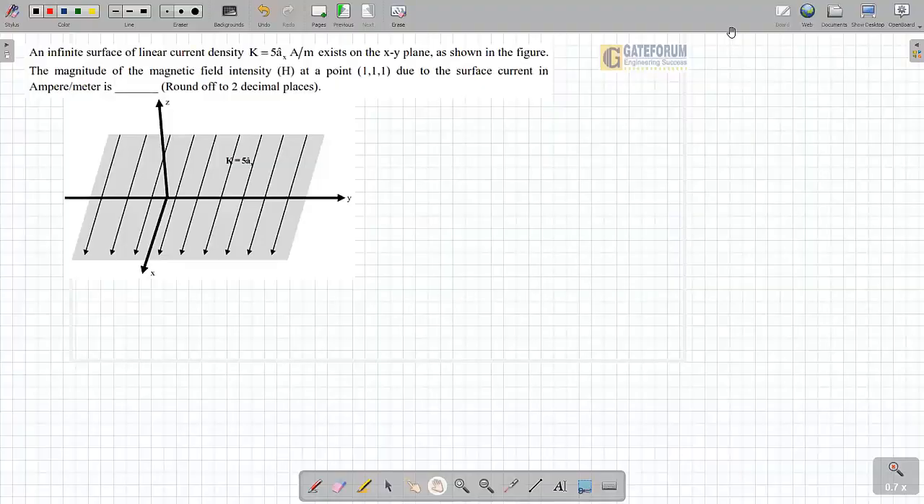Question from electromagnetic fields in the electrical engineering paper, from the magnetic field part. An infinite surface of linear current density K equal to 5 AX ampere per meter exists on the XY plane. The magnitude of the magnetic field density at the point (1,1,1) due to the surface current is asked. It's a very simple question, right? Someone can directly see it, and someone remembers the answer is going to be 2.5 ampere per meter. Let us see how it is.